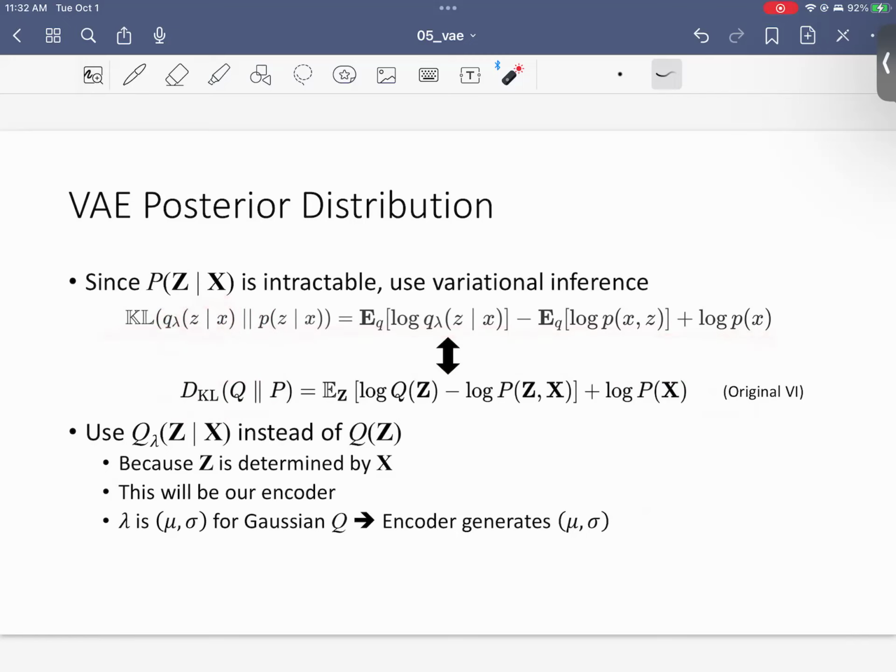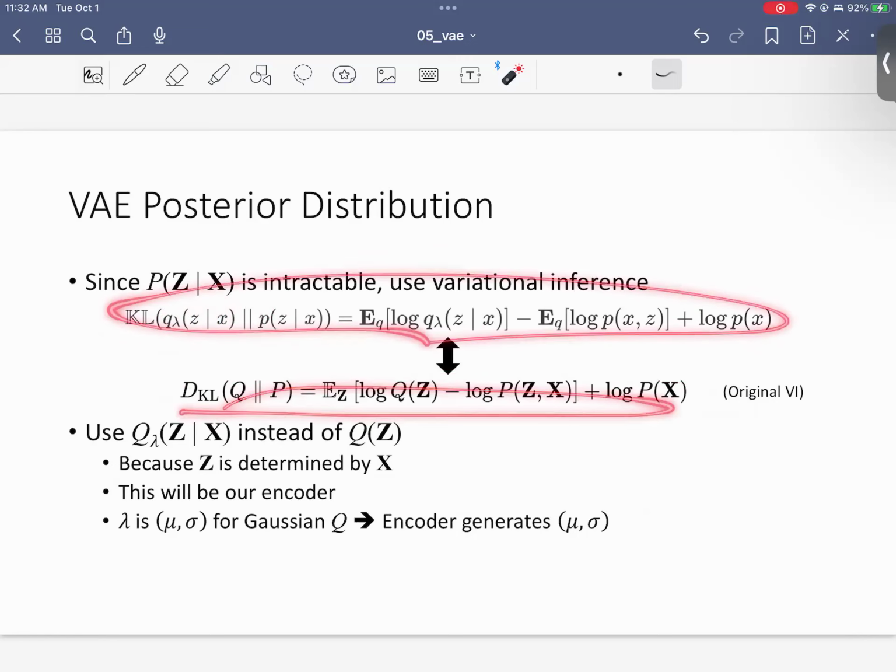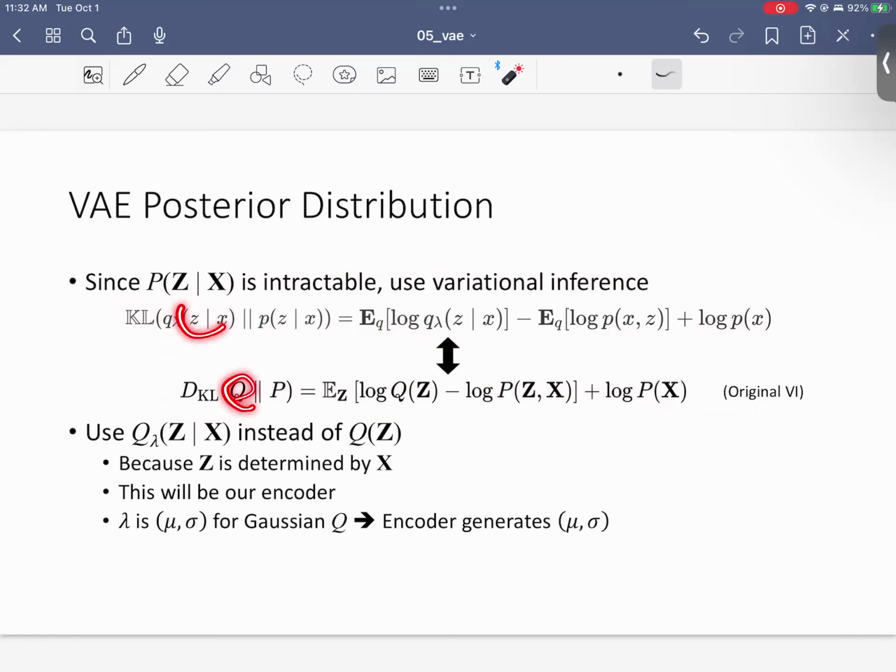So if you compare this with this, the only difference is the Q, and that's it. The rest is the same. It's the same likelihood here, and the same joint distribution. The only difference is that Q is now a conditional distribution. So it's still the same, right? Still the same.